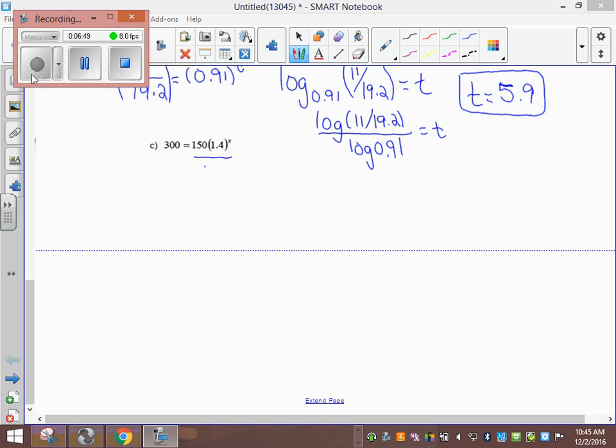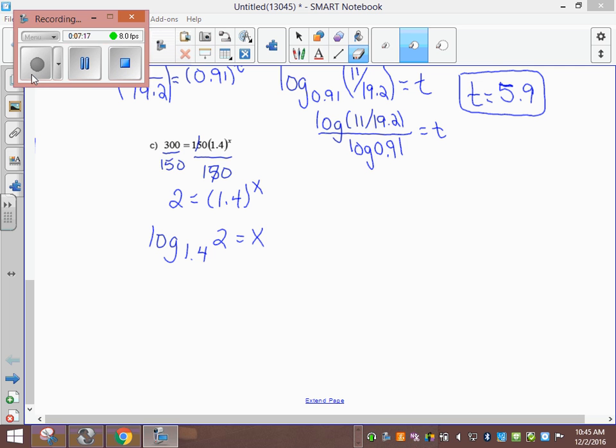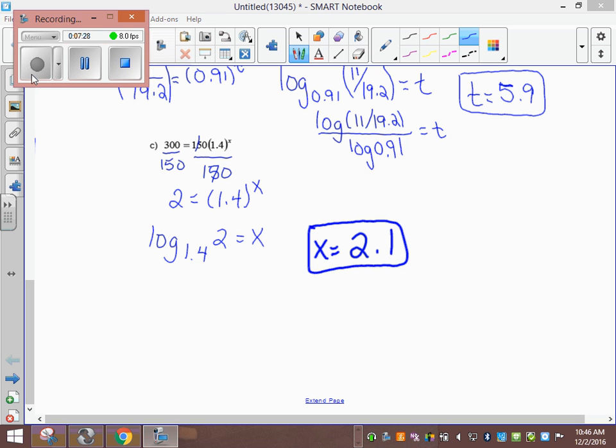Okay. Divide by 150, and you get 200 equals 1.4 to the x. Change it to a log. Log base 1.4 of 2 equals x. And what do we get for an answer? 0.06. I feel like there's a lot of answer. Oh, 2.1. 2.1 rounded. Final answer. Okay.